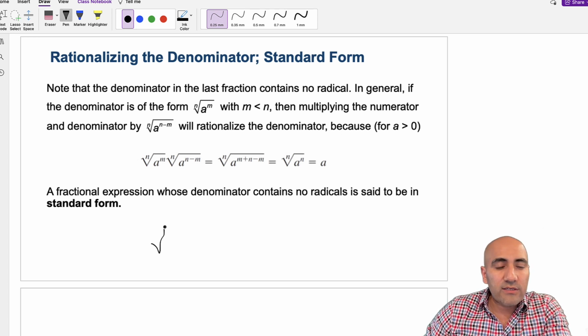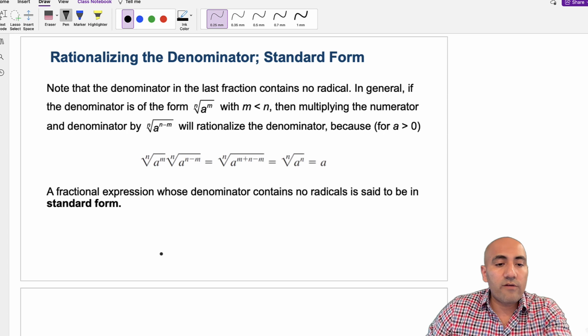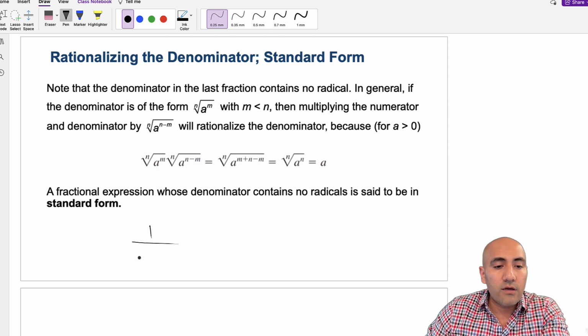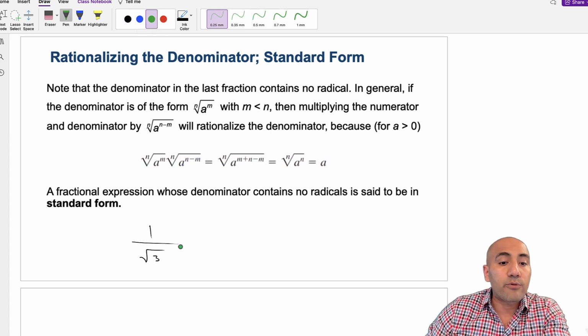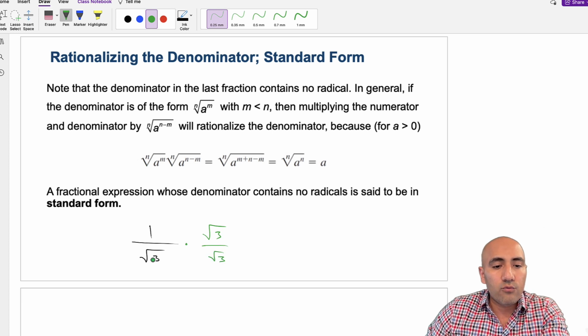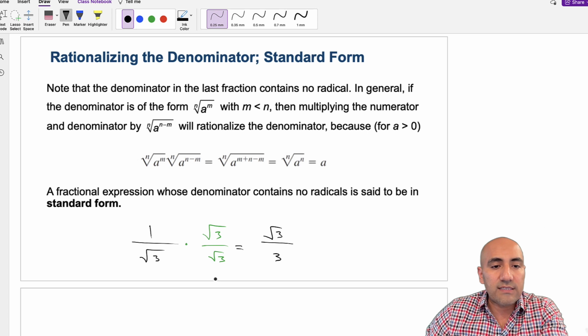So if we have, for example, a situation where we have 1 over the square root of 3, we know what to do, right? This is like the previous example. This is just going to be multiplied by root 3 over root 3. Root 3 times root 3 is going to give you a 3. So this just becomes root 3 over 3, right? This is like the previous example.